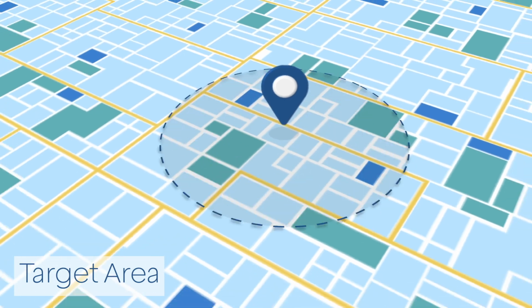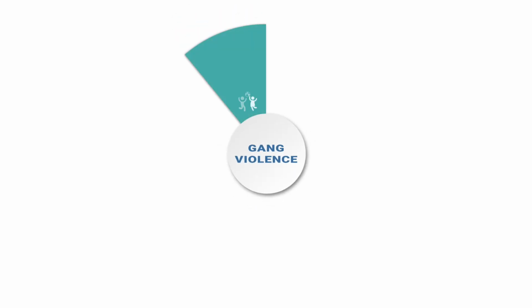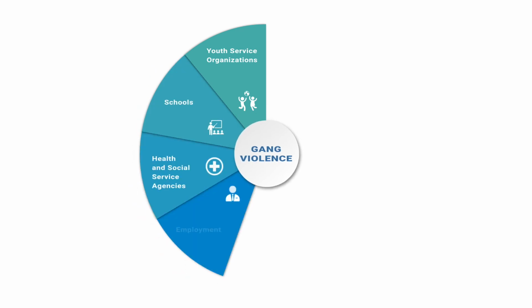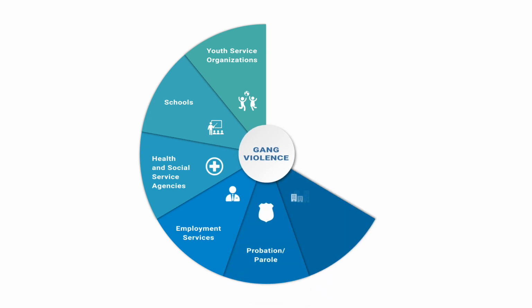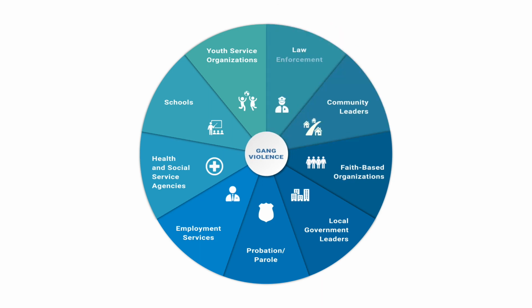The comprehensive gang model is community-based, designed to build and support collaboration so that we bring the community's resources together to focus directly on the need, which is a defined focus area and population determined by an assessment. In the model, a steering committee is comprised of public, private, and community leaders who can affect policy and create system-level changes. Membership should include leaders from youth service organizations, schools, health and social service agencies, employment services, probation, parole, local government leaders, faith-based organizations, community leaders, and law enforcement.